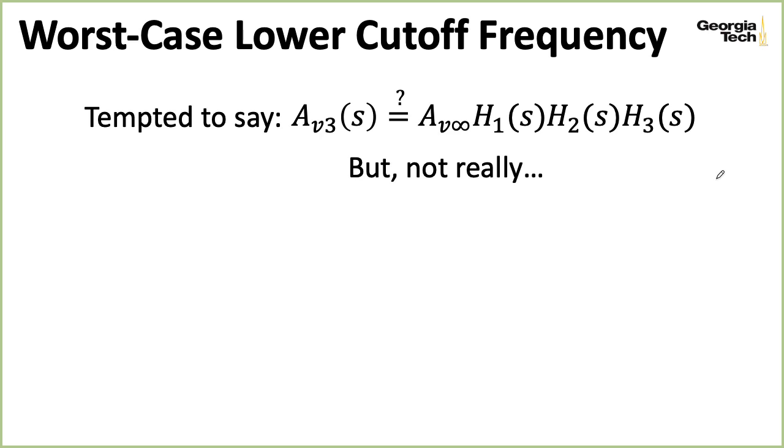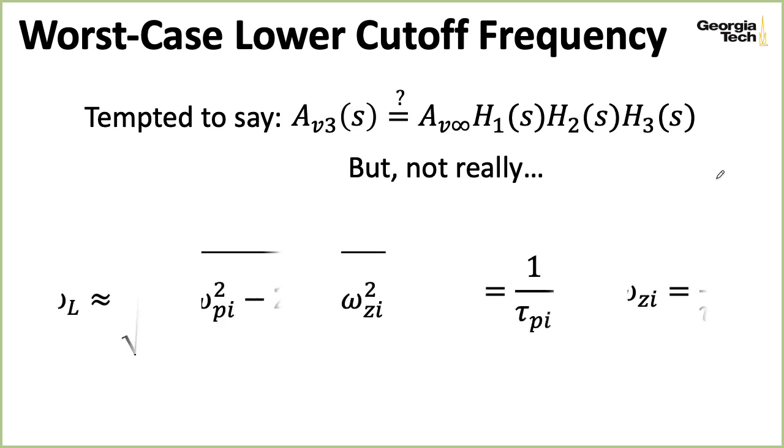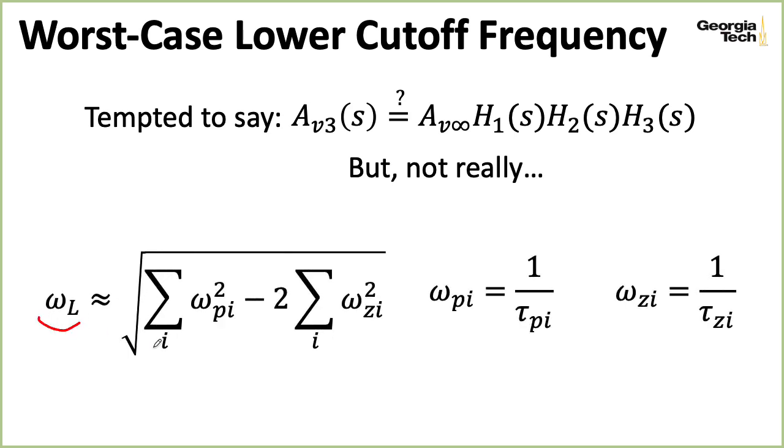Remember that this was always an approximate analysis from the get-go. People will usually compute an aggregate cutoff frequency using this formula where you square all of the poles, and i here is an index over the various poles, and here we have the index over the various zeros. So this is not a typo. This isn't pi as in the Greek letter. Anyway, you square those, sum them up, and then you subtract twice what you get from summing up the squares of all the zero frequencies.